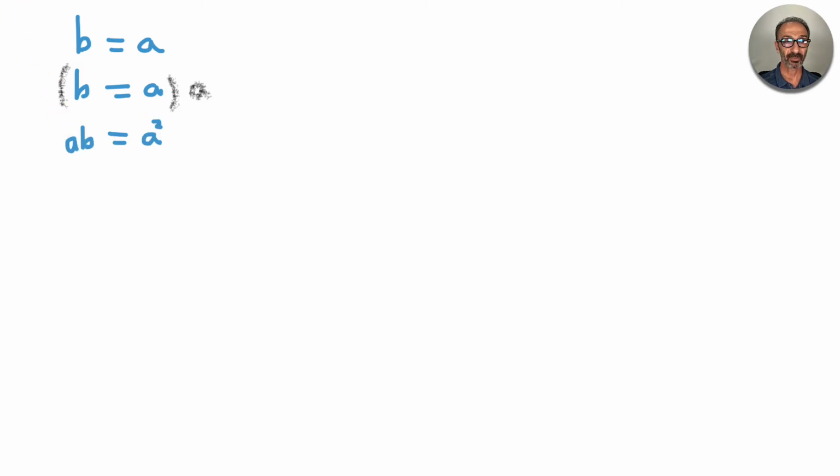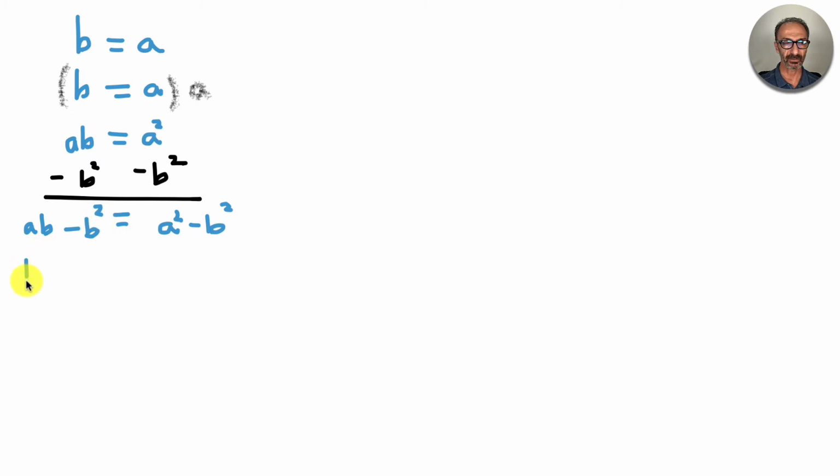Then I'm gonna subtract b squared from both sides. When you subtract b squared from both sides, I could rewrite it this way. Right hand side is going to be a squared minus b squared, and left hand side is going to be ab minus b squared. It looks like on the left we could factor b out, so let's do that.